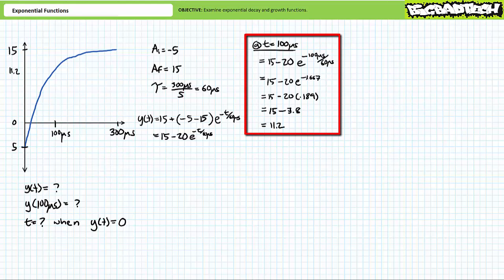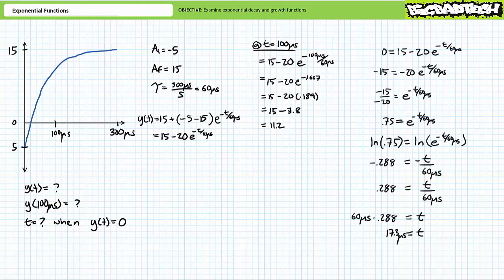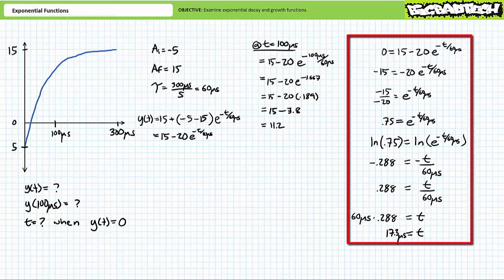When t equals 100 microseconds, we substitute 100 microseconds into our equation. This ultimately yields a value of roughly 11.2. Let's now determine at which time this function crosses the horizontal axis and equals 0. 0 equals 15 minus 20 times e to the negative t over 60 microseconds. Solve for the t value that satisfies this condition. We're ultimately left with a time value of roughly 17.3 microseconds.